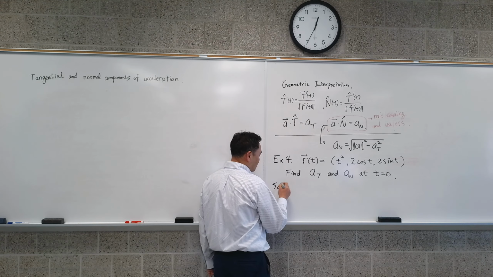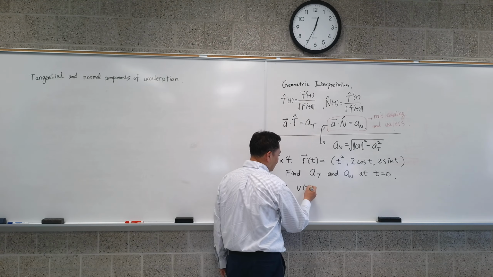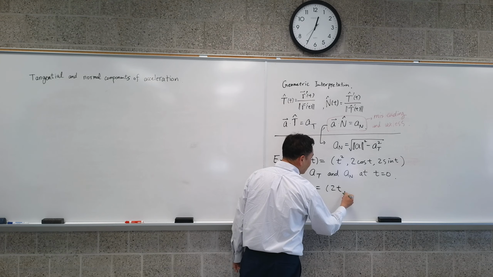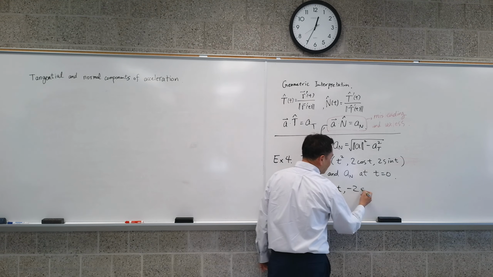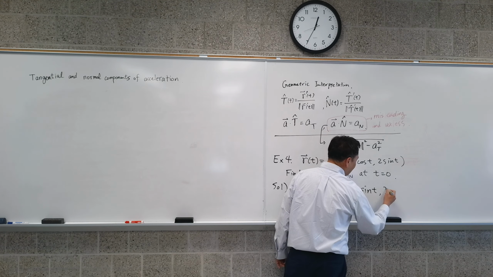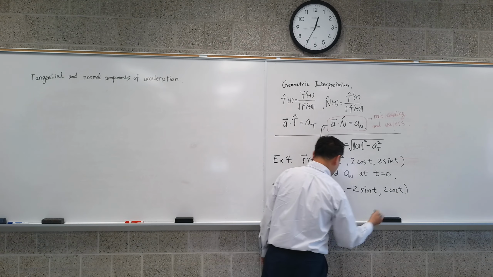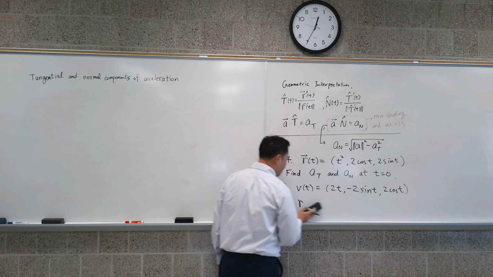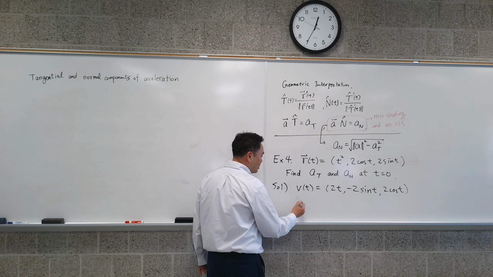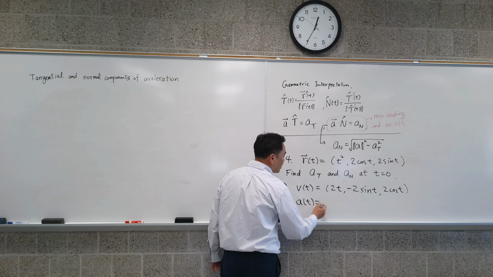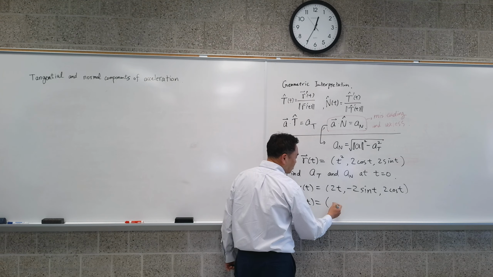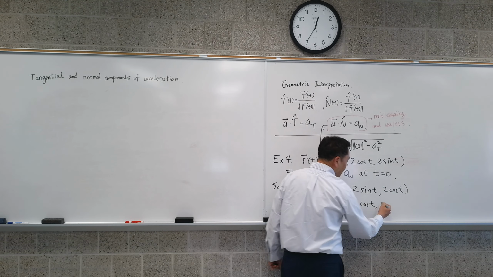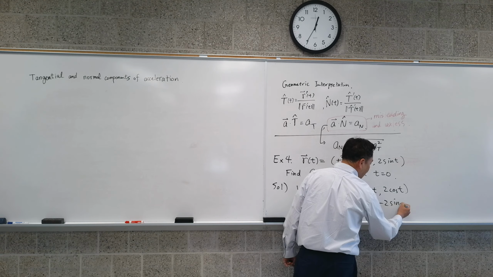So solution, you need the velocity, which is the derivative, which is 2t, negative 2 sine t, 2 cosine t. And you also need acceleration, which means you have to differentiate this again. And that gives you 2, negative 2 cosine t, negative 2 sine t.